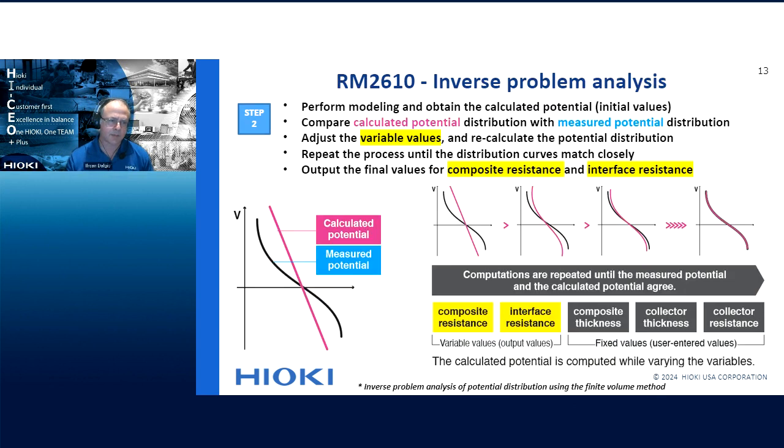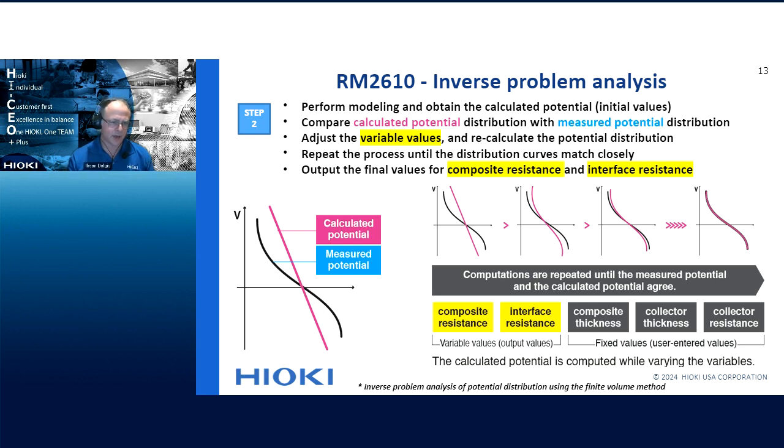The second step is the inverse problem analysis, the modeling. So we perform modeling and obtain the calculated potential. As I mentioned before, the user has to enter the composite layer thickness, collector thickness, and collector resistivity.